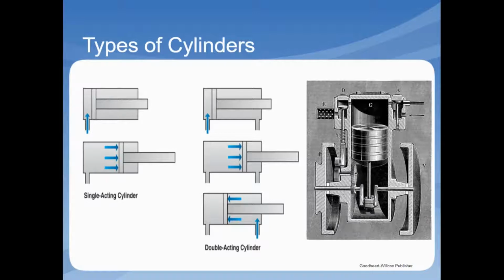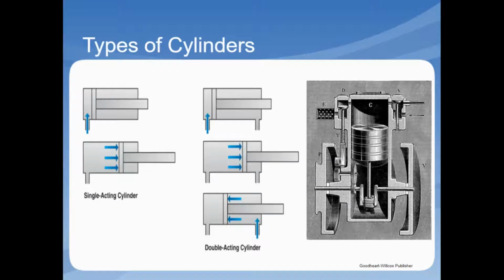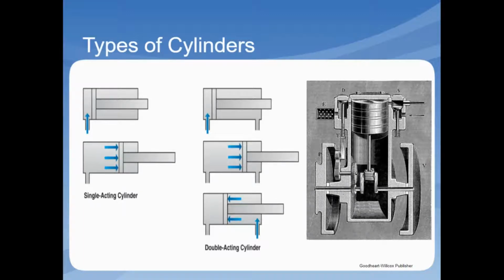In situations that need a more controlled or forceful return of a cylinder, a double-acting cylinder is used. Double-acting cylinders have 2 fluid ports, one on each side of the piston. Fluid enters one port to extend the rod and the other port to retract the rod.